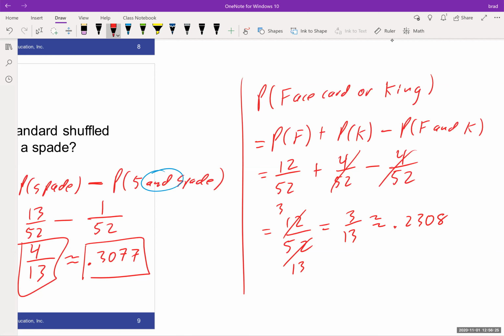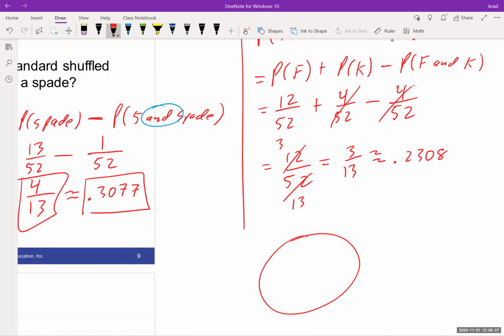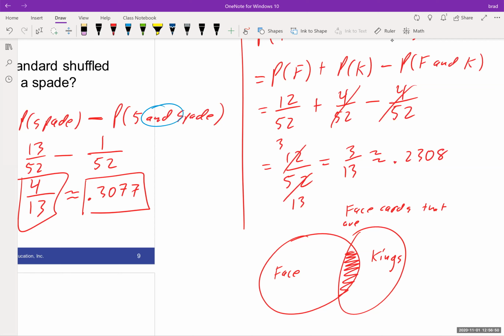Okay. So again, if you think about it like this, if you were to draw this and you would have face cards here, and draw this and you would have kings here. You have this area right here in the middle that is face cards that are also kings. And there are 4 of them. So this little space in the middle right here would be 4 out of 52. Okay, there are 4 face cards that are also kings.